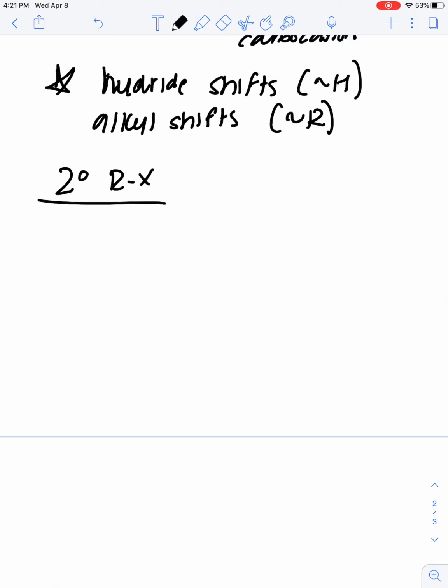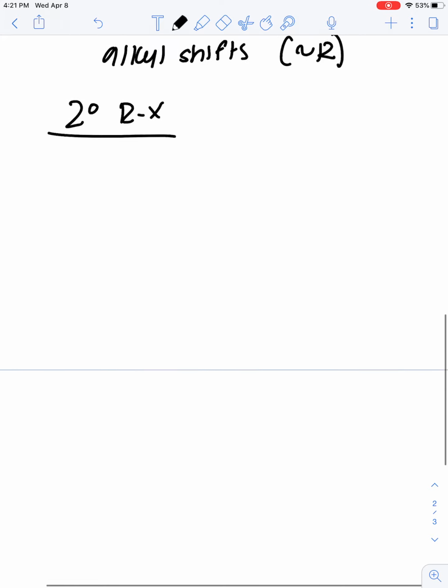If we do have a bulky base, but it's strong, then it's going to, again, favor E2 because it's going to have a hard time doing that backside attack for an SN2 reaction. Because remember, they are only one-step reactions.